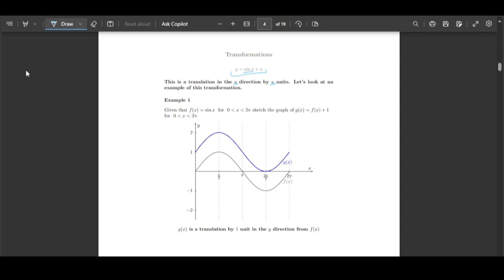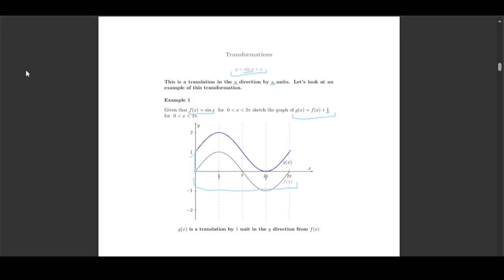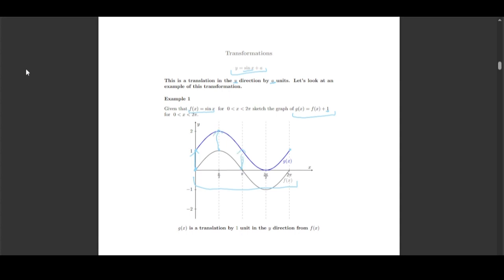So as you can see on example number 1, we've defined f of x as sine x, and g of x is f of x plus 1. So we have our f of x here in gray, and then g of x is f of x plus 1. So we've shifted by 1 unit in the y direction, and you can see that our blue graph here, g of x, is above the gray graph by 1 unit. So for example, the starting point of the graph here, we can tell that it's shifted up by 1 unit. This point is also shifted up by 1 unit. So y equals sine x plus a, that's a translation by 1 unit in the y direction.